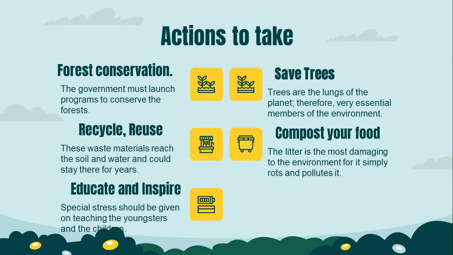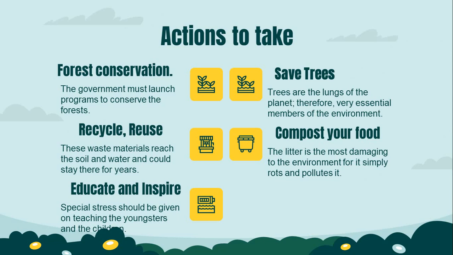So, the first thing is forest conservation. People must give attention to forest conservation. Forests are vital for the environment. However, deforestation certainly reduces the area of the forest around the world. This is why the government must launch programs to conserve the forest. The government must make harming forests a criminal offense.